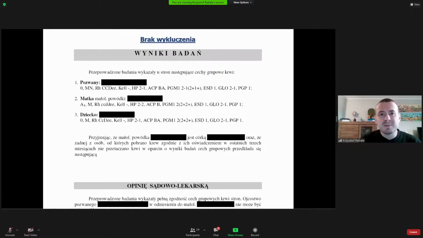Here is an example of no exclusion, just as you did during your exercises last time, one week ago. This is a defendant, this is the mother, the child. In all the serological markers shown here, the child has something in common with the mother and with the defendant. So the conclusion is that paternity cannot be excluded. We do not write that he is the father or likely the father. We write that paternity cannot be excluded.